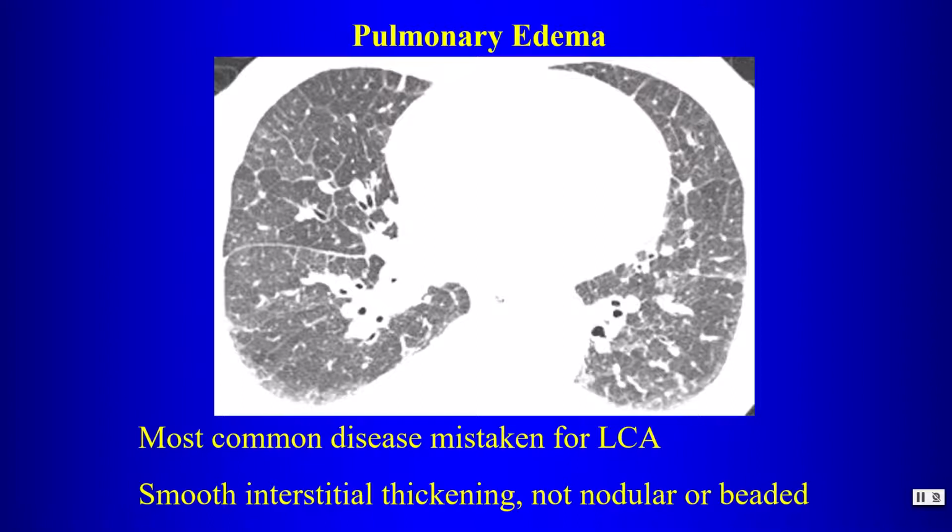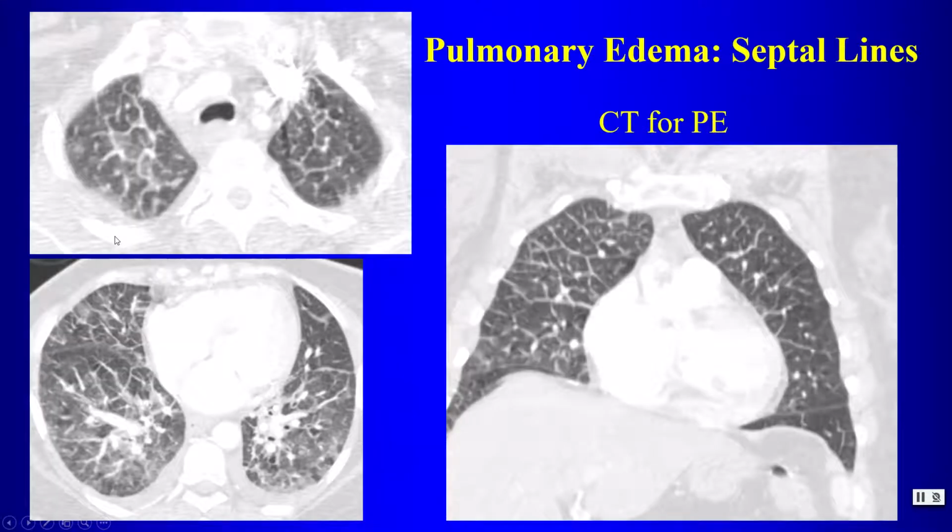Interstitial edema can be mistaken for lymphangitic carcinomatosis. Interstitial edema gives you smooth interlobular septal thickening. Although lymphangitic carcinomatosis can give you smooth thickening, it is more commonly associated with nodular interlobular septal thickening. So interstitial edema does not give you nodular interlobular septal thickening. If we see nodular interlobular septal thickening, we need to think of other causes, especially lymphangitic carcinomatosis.